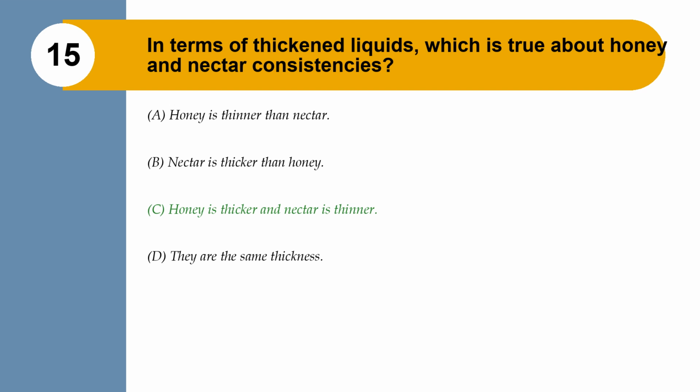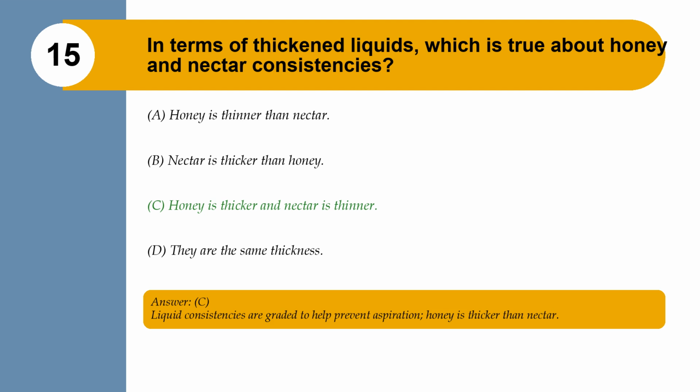The correct answer is option C, honey is thicker and nectar is thinner. Explanation: liquid consistencies are graded to help prevent aspiration. Honey is thicker than nectar.